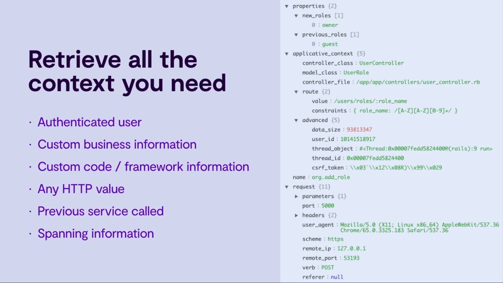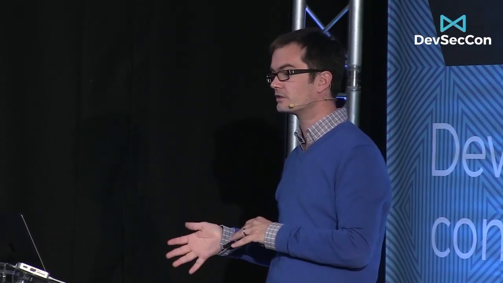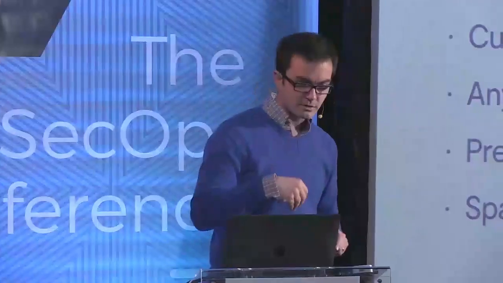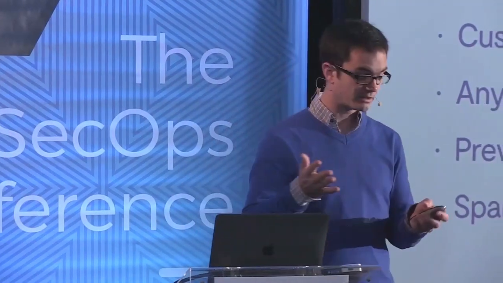I can also know the framework information. Is it Rails, Struts, Node.js, Express, whatever? And I'm in a web application. Web application calls are triggered by layer 7, by an incoming HTTP request, so I could get any item of this HTTP request. Also, I could know the previous service that was called if I'm in a microservice environment, and maybe all the spanning information if that's something you pass application to application. So the amount of things we can have is quite unlimited.